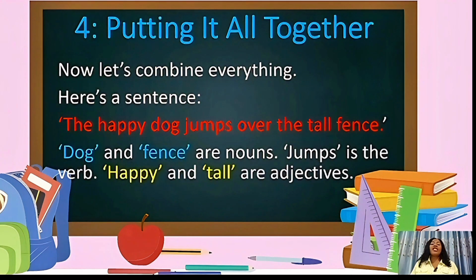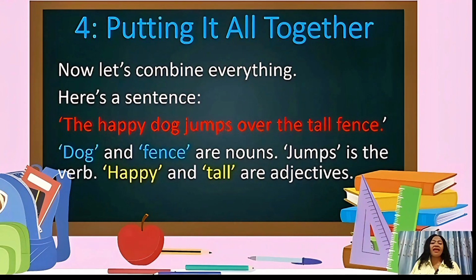And putting it all together. Now let's put all three parts of speech that we have studied together. We studied verbs, nouns, adjectives. Now we are going to make a sentence that includes all three, and we are going to identify them. For example, the happy dog jumps over the tall fence.